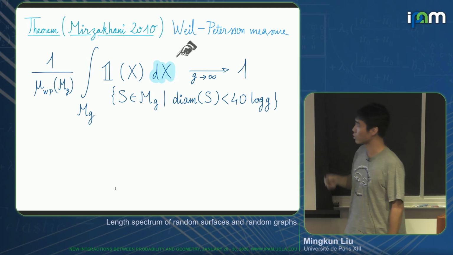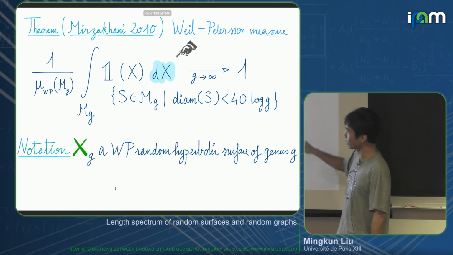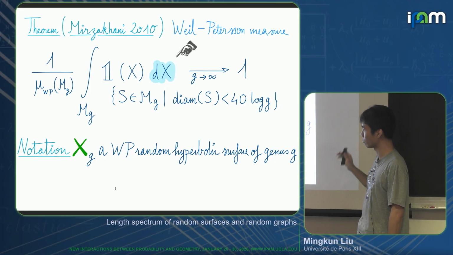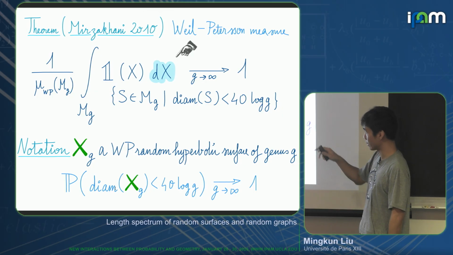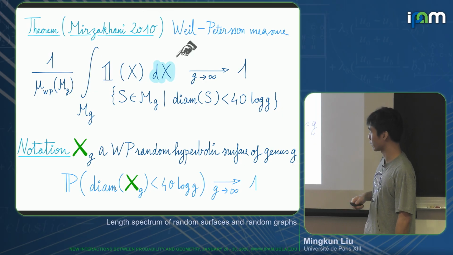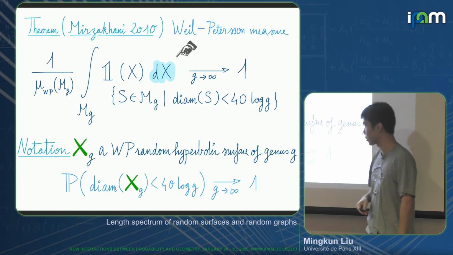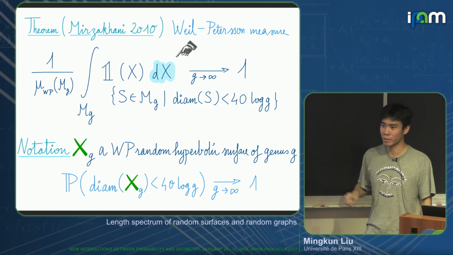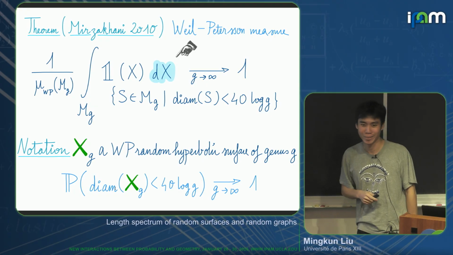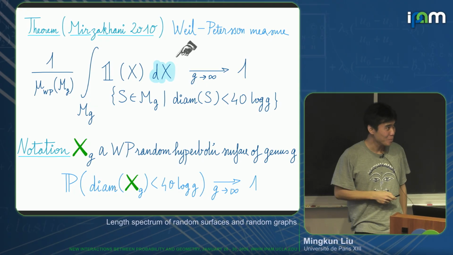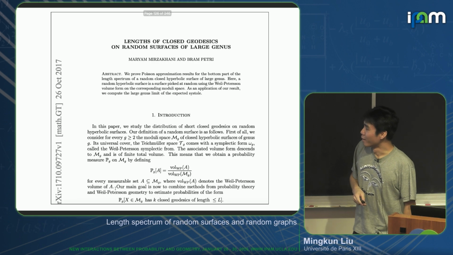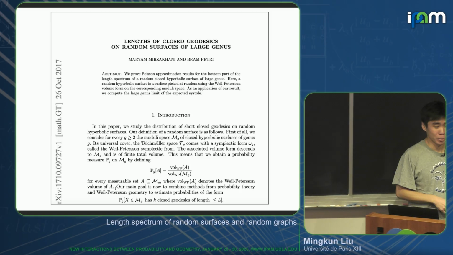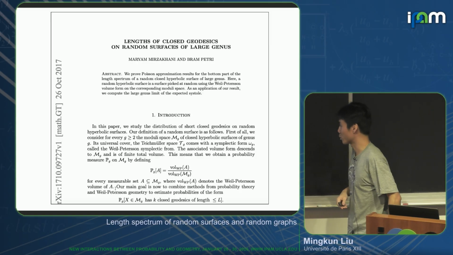Every time we write this, it's a bit heavy, so I will just formally write: I let X_g be a random surface, and the probability that its diameter is bounded by 40 log g goes to 1 when g goes to infinity. I think everybody is happy with this notation. All right. So this is basically the first episode of the story that I want to tell you.